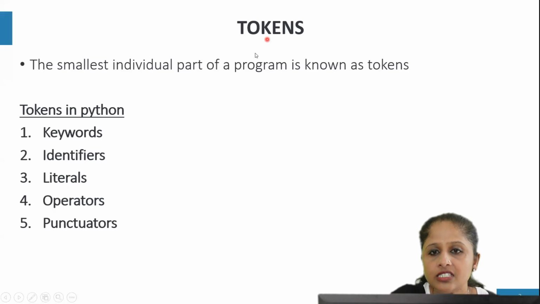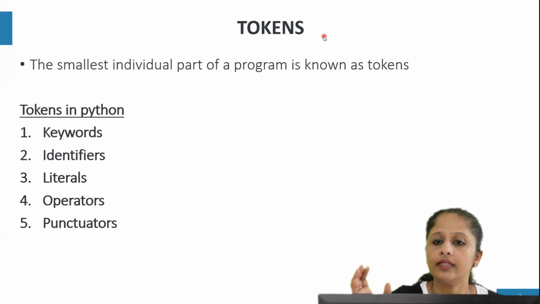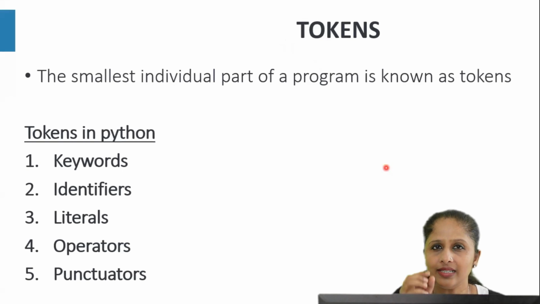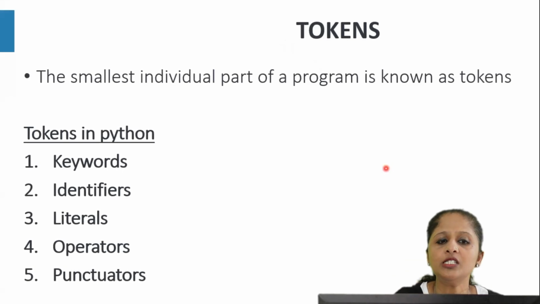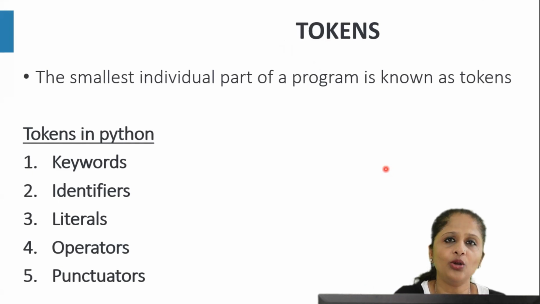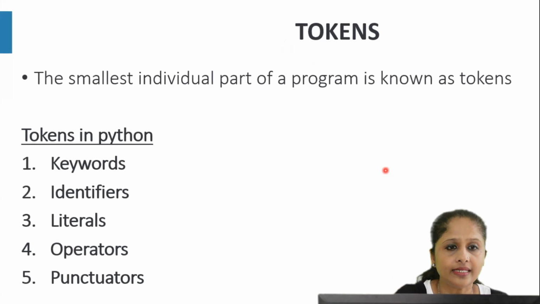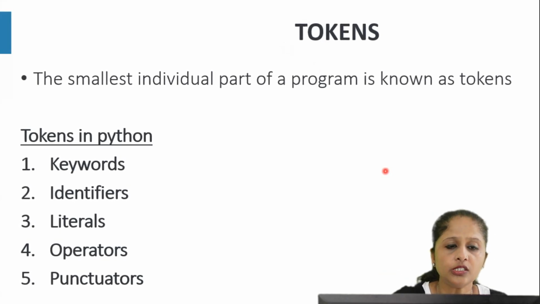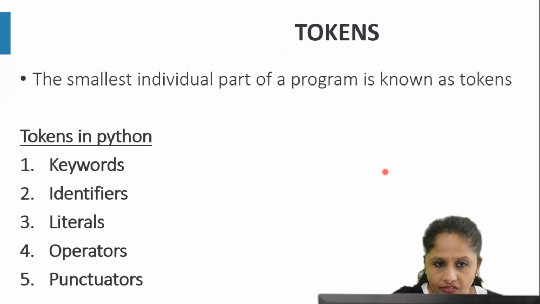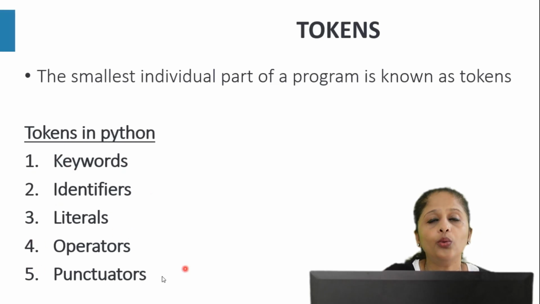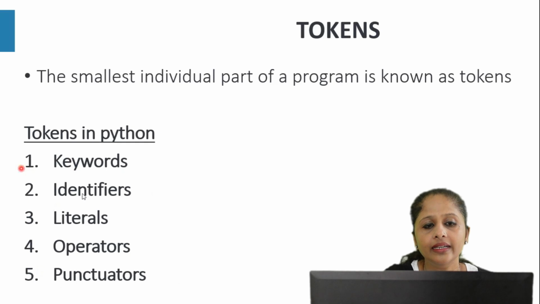So the next topic is tokens. The smallest individual part of a program is known as tokens. That is not only in Python, in any programming language, the smallest part, that is the very simple part of the program, is known as tokens, or we can say lexical unit. Now we can see what are the tokens in Python. So the tokens in Python are keywords, identifiers, literals, operators and punctuators. Now let's study each one in detail.